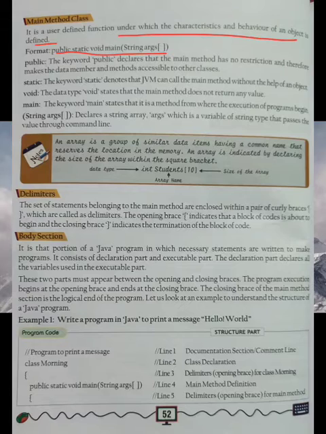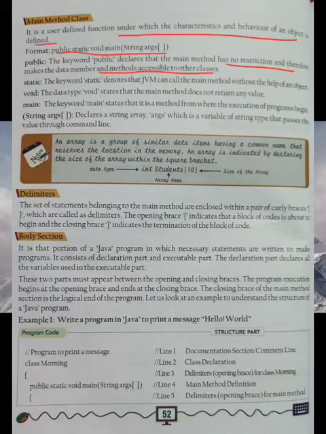Public. Public is a keyword which has a special meaning defined in the Java library. The keyword public declares that the main method has no restriction and therefore makes the data members and methods accessible to other classes. Since by the term public there is no restriction, it can be accessed by any of the other classes.